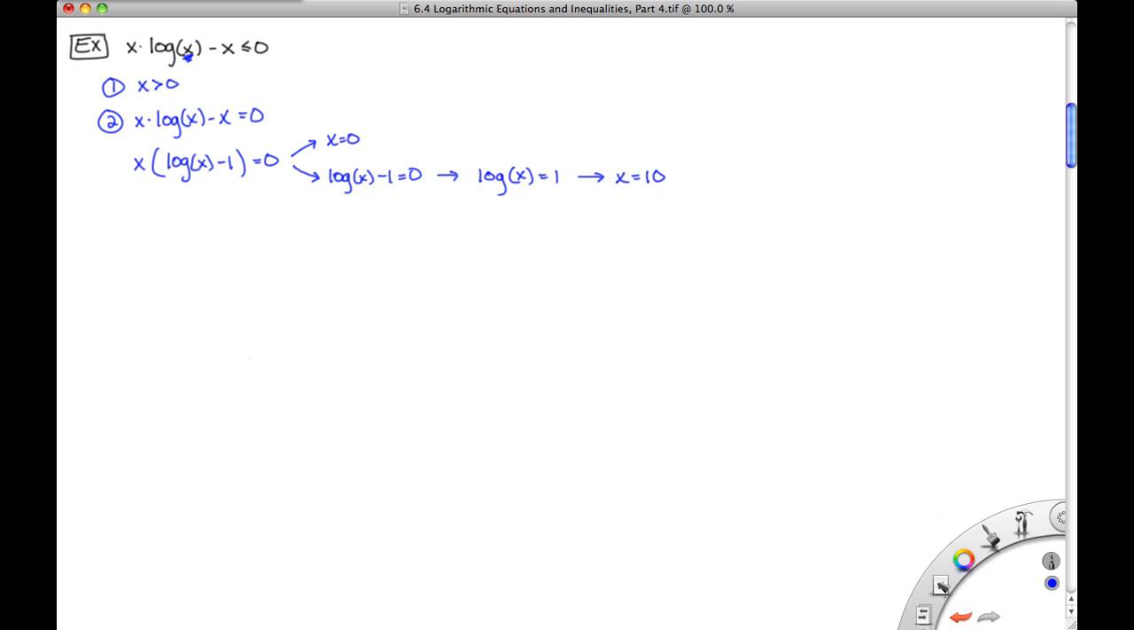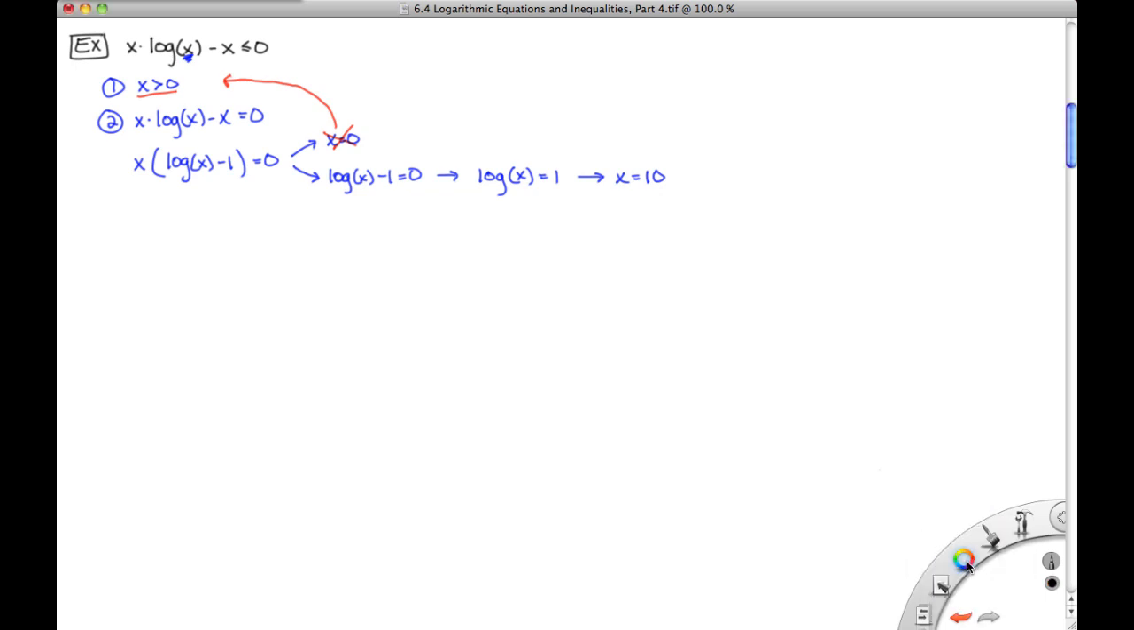Now notice we get to chuck one of them right off the bat, because if we look at this x equals 0, well, we're told that x has to be strictly greater than 0, so we get to throw this one away, and we've only got the 1, x is equal to 10, that we have to use in our third step. So again, that is directly due to that restriction.